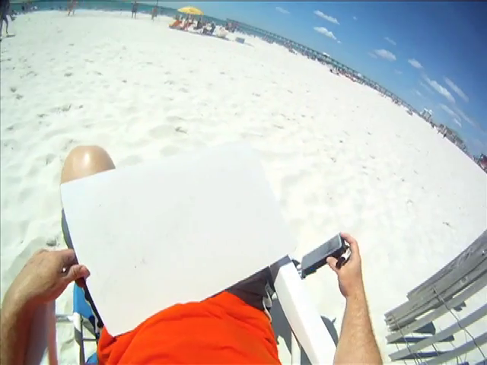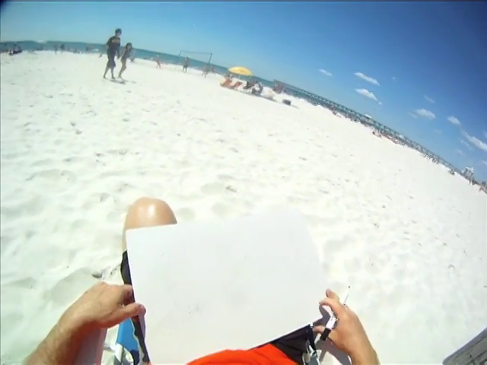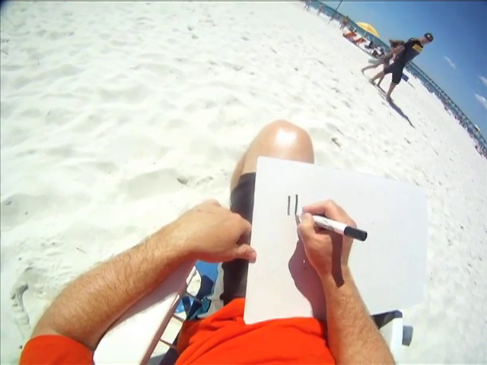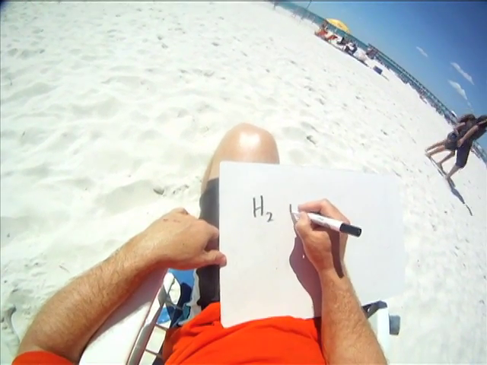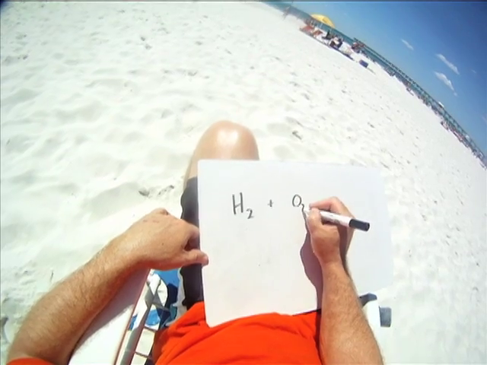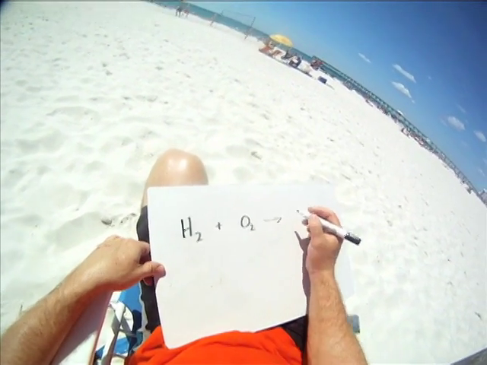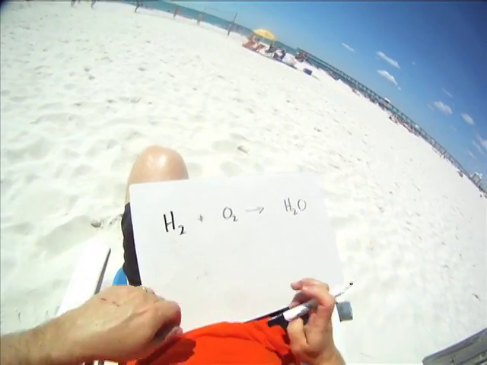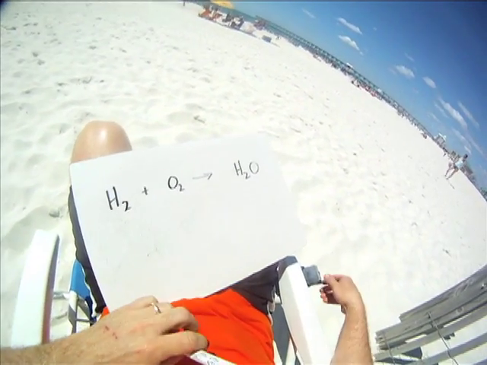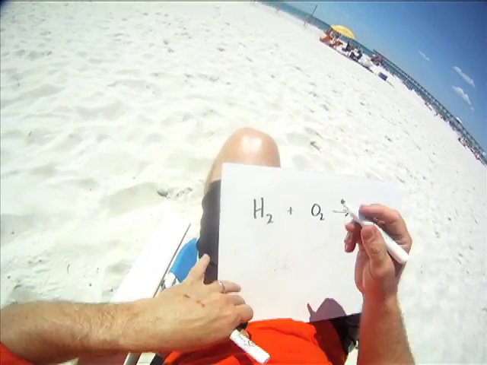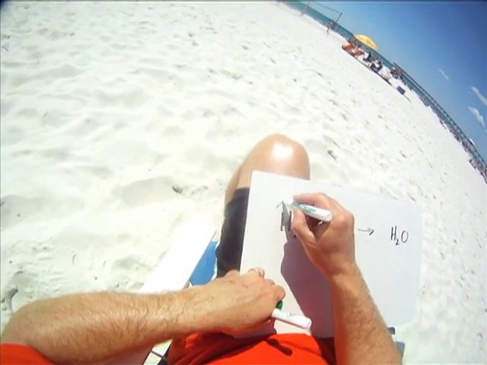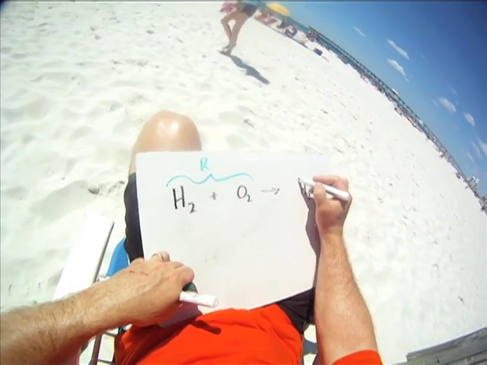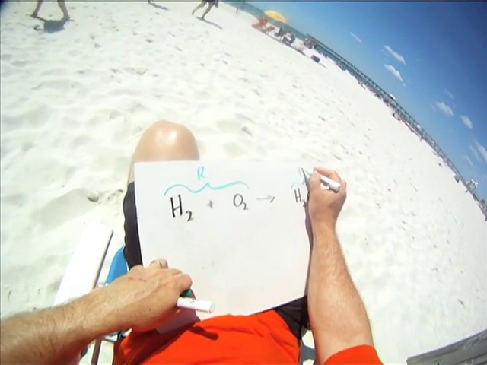Now, in light of us being by the ocean, a nice easy equation for us to start talking about is this one. Take the diatomic hydrogen, the diatomic oxygen, and I can create water. So one of the things to also think about is when we talk about an equation, we need to understand what the two sides mean. This side is a reactant side. This side is a product side.